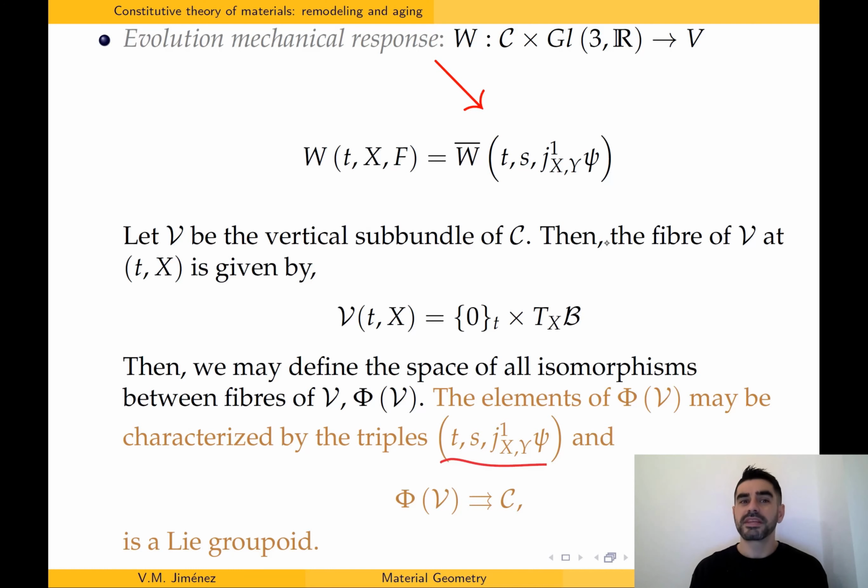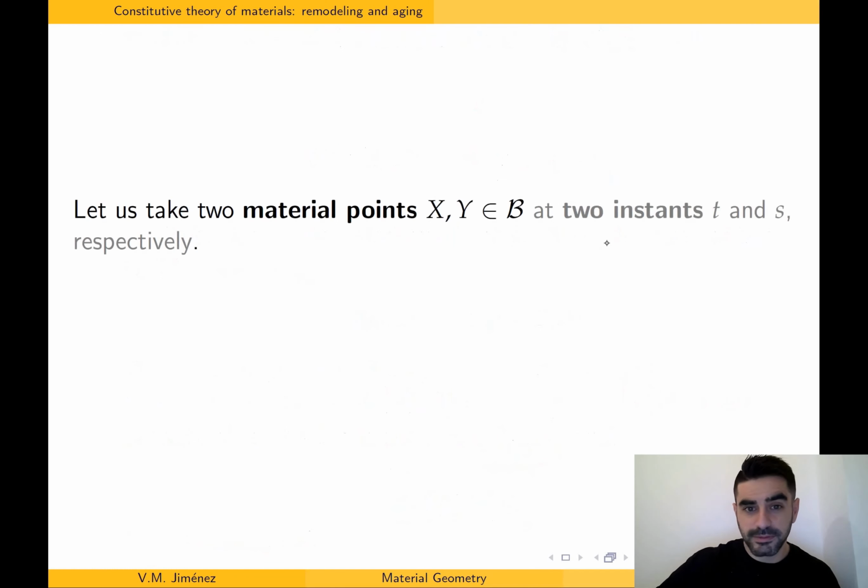So what we are doing here is just to redefine the evolution mechanical response over a Lie groupoid, which is called the frame groupoid of this space. So here the word groupoid appears for the first time in our framework. Okay, we have presented the mechanical response. Let us explain a little bit why this map codifies the intrinsic properties of the material.